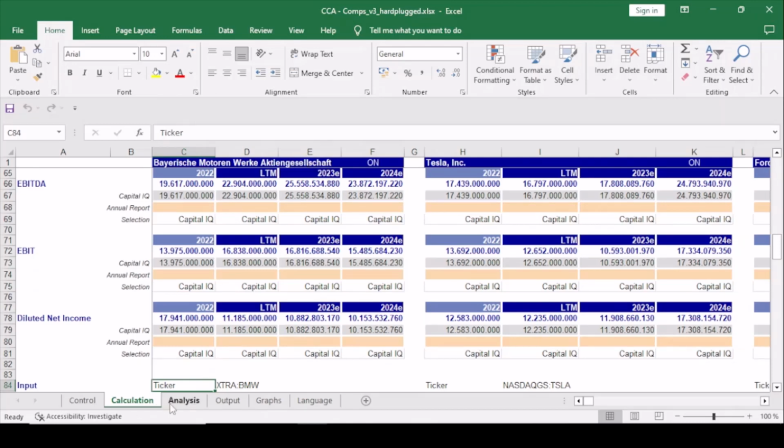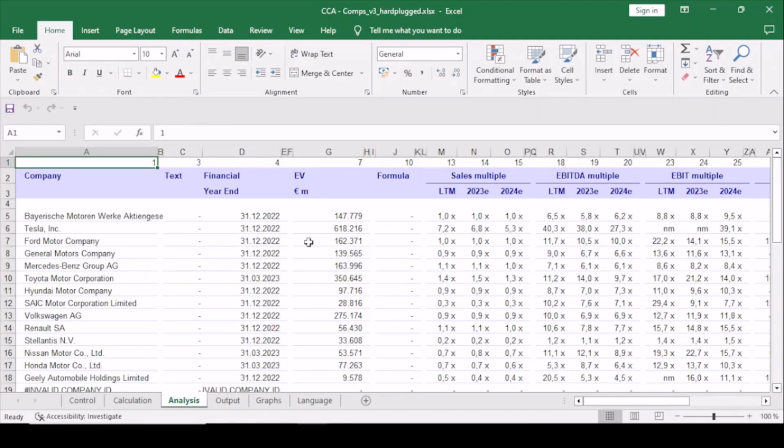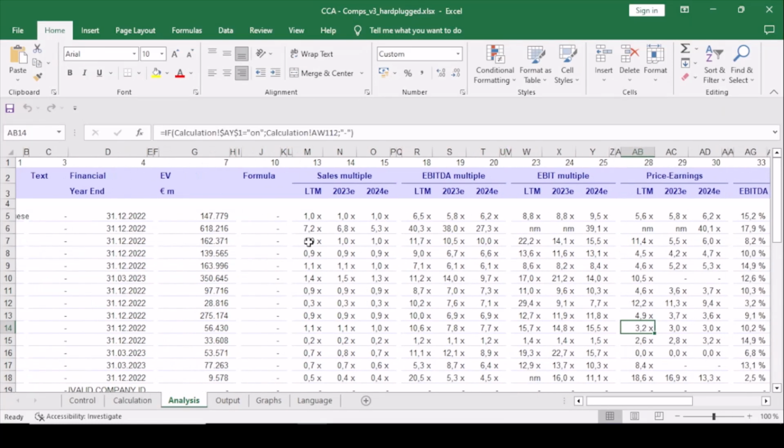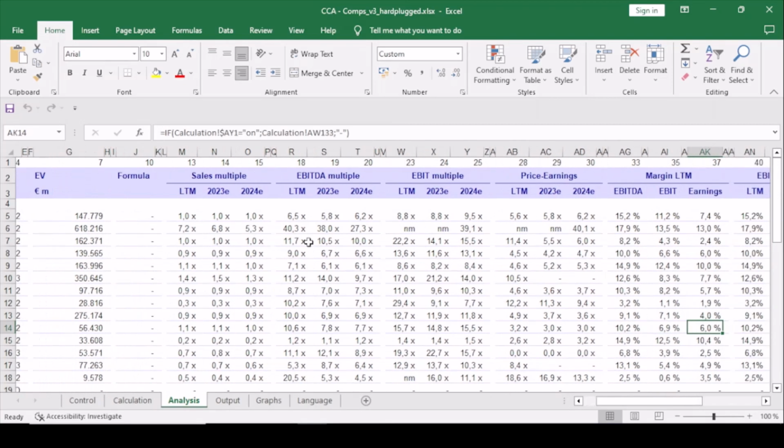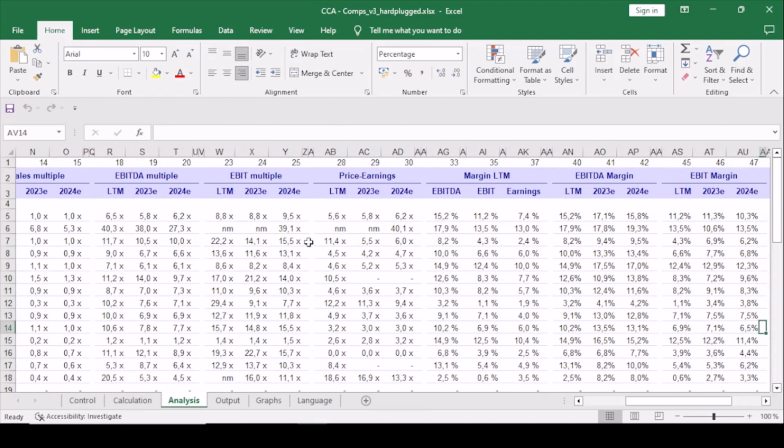Next, we define an analysis and output sheet to easily check the calculations and multiples. The purpose of the analysis sheet is hereby to have all multiples in one sheet and to identify any outliers or errors, which could also be related to missing data from your data provider. Therefore, we will spend some time on analyzing real-world data, troubleshooting, and sanity checks.